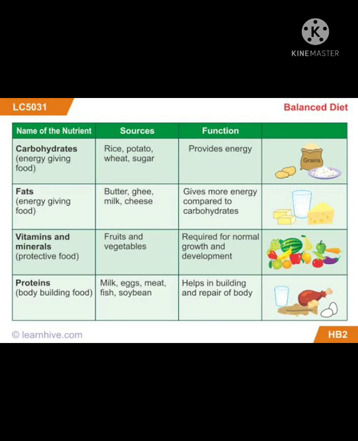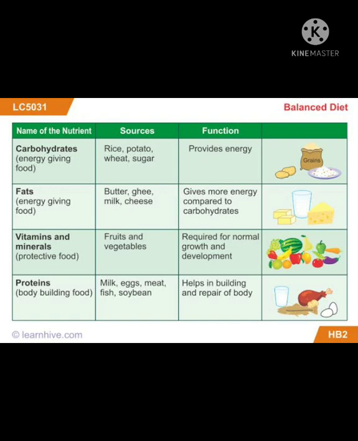Carbohydrates. The function of carbohydrates is to give energy to the body. Sources of carbohydrates are shown in the table, ma'am. Carbohydrates are present in rice, potato, wheat, sugar.